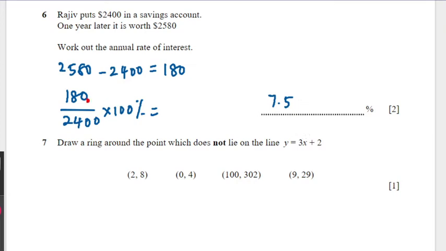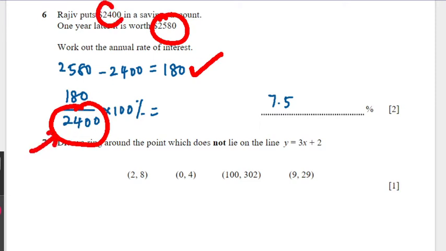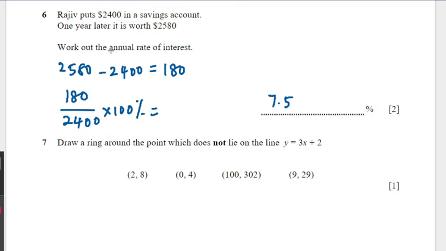So be careful here, you have to divide by 2,400 because many students will put 2,580 here, which is wrong. Okay, get the interest first, and then after that, to get the percentage, make sure you divide by the principal, the initial value. All right.